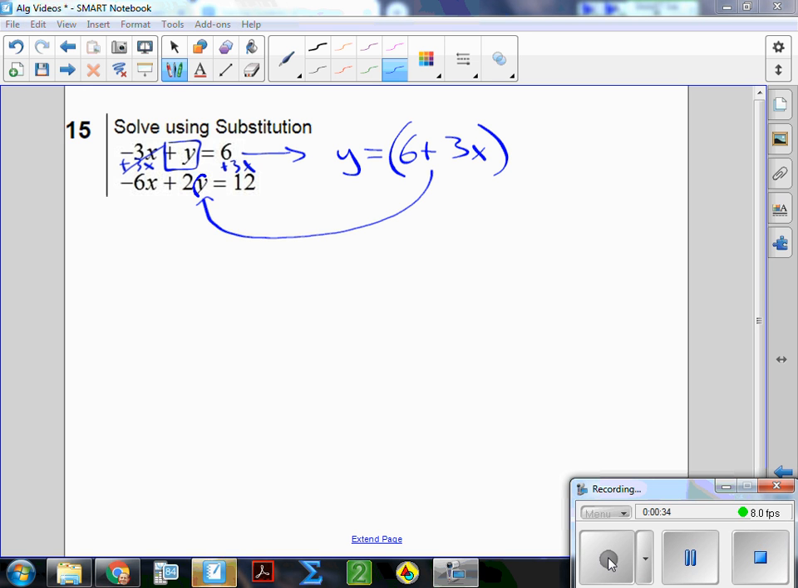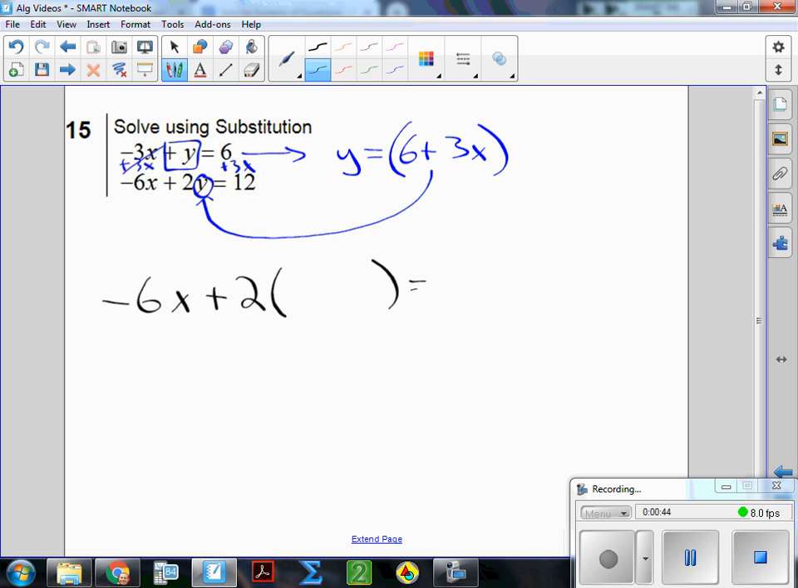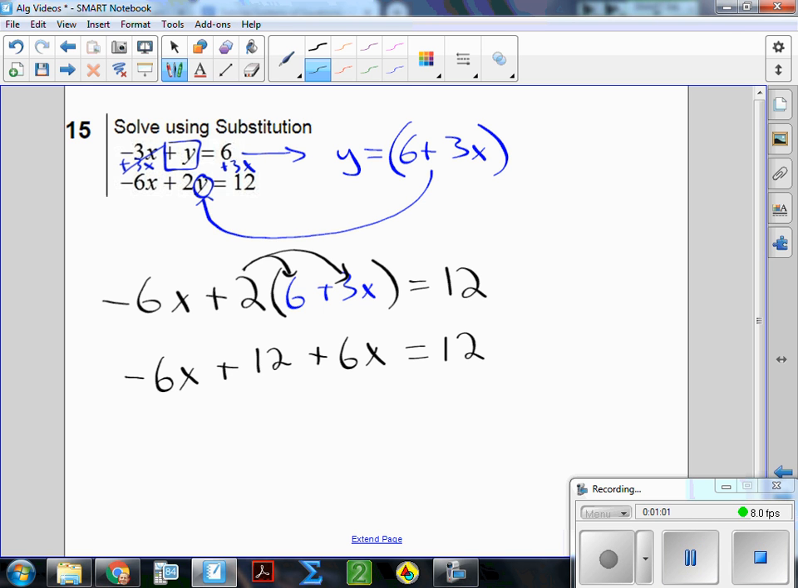Substitute that in for y into my other equation. So instead of negative 6x plus 2y, it's going to be negative 6x plus 2 times this expression for y equals 12. So distribute, combine like terms. Negative 6x plus 12 plus 6x equals 12.